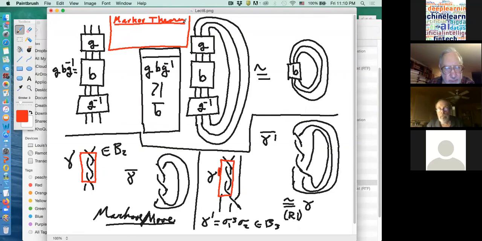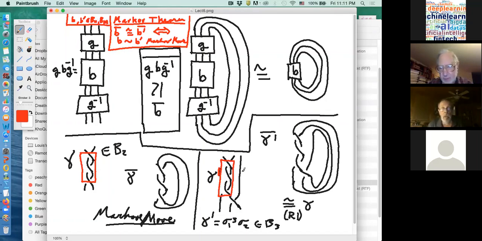And the Markov theorem is that B closure is equivalent to B prime closure if and only if B is equivalent to B prime by Markov moves. And B and B prime belong to Bn and Bm, respectively, two different braid groups.